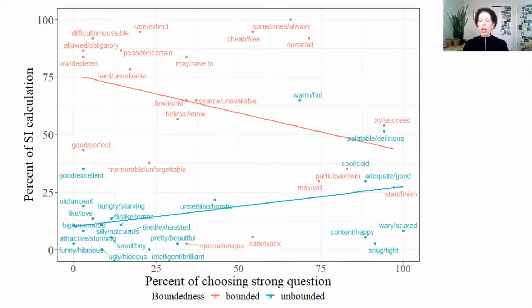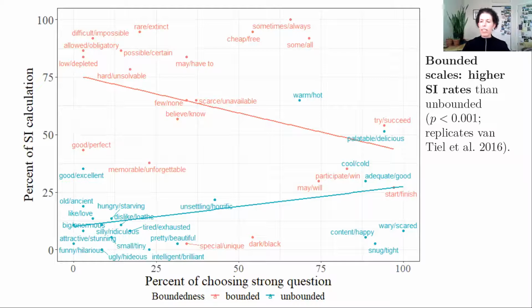And now let's return to our results, but this time split the scales based on boundedness. As before, on the x-axis, we have the percent of choosing the strong question from experiment 3. And on the y-axis, we have the percent of SI calculation from the weaker term from experiment 1. But this time, the colors represent whether a scale can be classified as bounded or unbounded. The red scales are the bounded ones, and the blue scales are the unbounded ones. First of all, we find that bounded scales led to significantly higher rates of SI calculation than unbounded scales, which is a finding from Van Tiel et al., which we here successfully replicated.